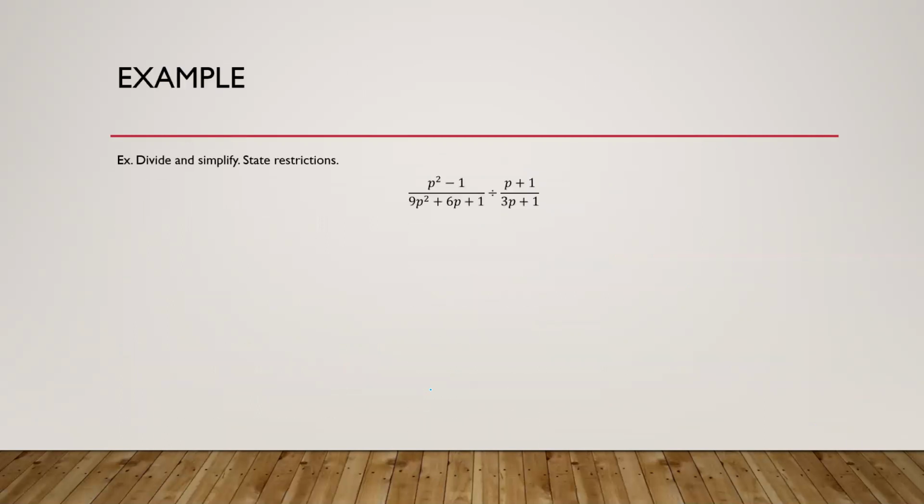So let's look at an example here. If I give you p squared minus 1 over 6p squared plus 6p plus 1 divided by p plus 1 over 3p plus 1. It's kind of hard to say. So what we're going to do first, once again, we notice that we cannot just easily start canceling out.